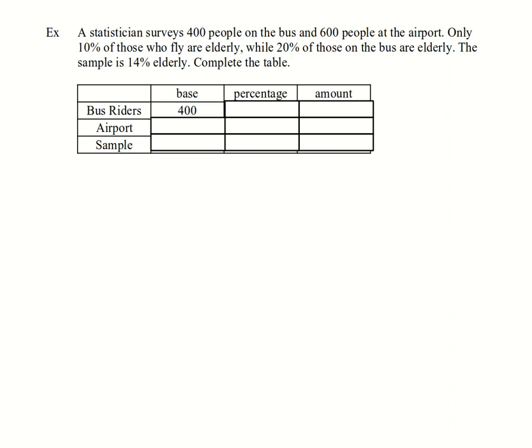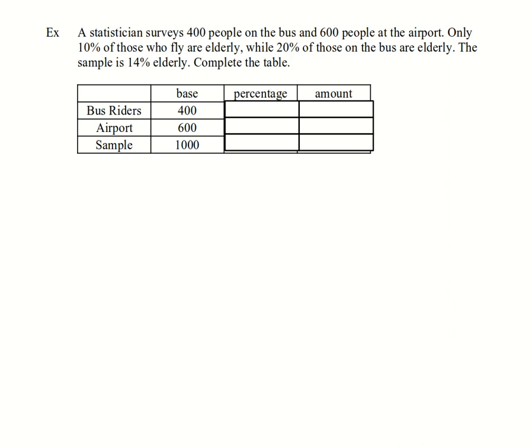So we put a 400 for the base in the bus riders row, and 600 people at the airport, so 600 in the airport row. Now that tells us that our sample is 1,000 people. So when we add those up, 400 plus 600 is 1,000. So we've completed the first column. We know everything about the base.